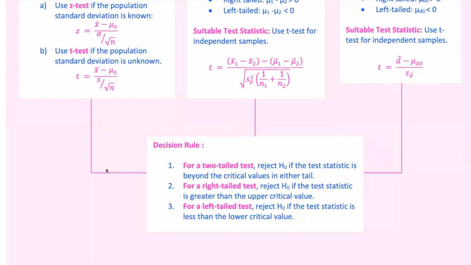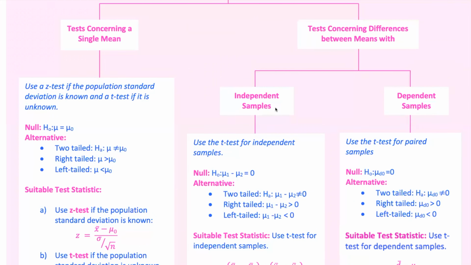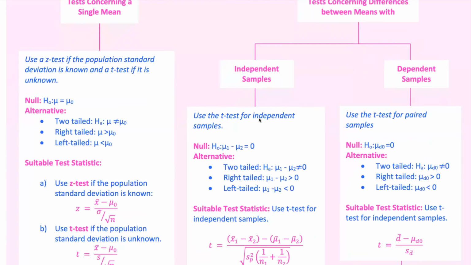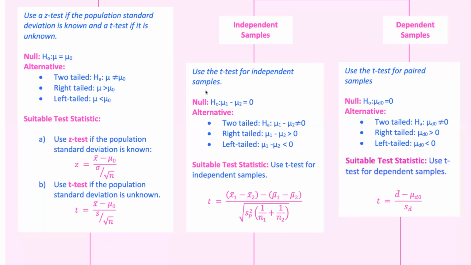All right, class, let's dive into testing the differences between means using independent samples, which is handy when comparing the means of two distinct populations. First, let's set up our hypothesis. For independent samples, our null hypothesis is that the means of the two populations are equal. The alternative hypothesis can take a few forms. For a two-tailed test, the means are not equal. For a right-tailed test, the mean of the first population is greater than the mean of the second. And for a left-tailed test, the mean of the first population is less than the mean of the second.